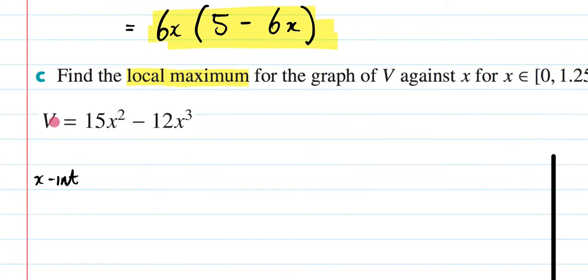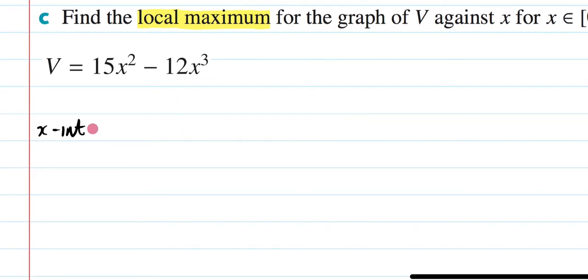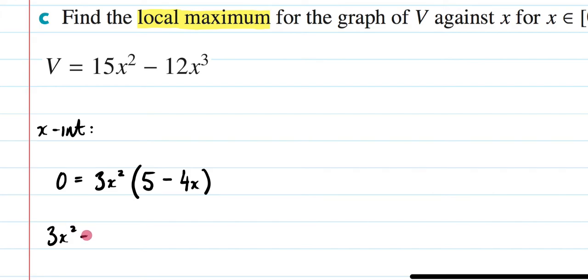So let's zoom in and do some maths. If I want to find what my x-intercepts are, I'm going to set my volume equal to 0, and I'm going to factorize this, so I can take out a common factor of 3x squared. And if I do that, I'm going to be left with 5 minus 4x, just like that. Now I'm going to set each of these equal to 0, so 3x squared equals 0, or 5 minus 4x equals 0.